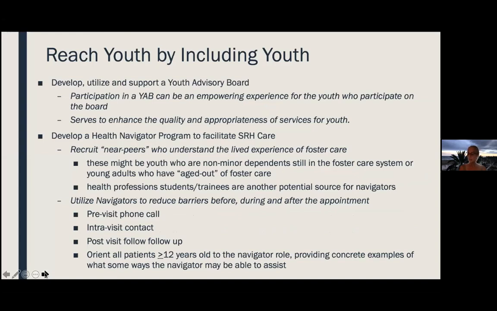The best way to reach young people is by including young people in your planning, in your development of services, and always checking to see how you're doing. So one approach is to develop, utilize, and support a youth advisory board. LA Rep has had a wonderful experience with the youth advisory board. We have learned an enormous amount from the young people that we're working with and working for. And being a member of a youth advisory board can be a really empowering experience for the young person. And it also very definitely serves to enhance the quality and appropriateness of services for youth.